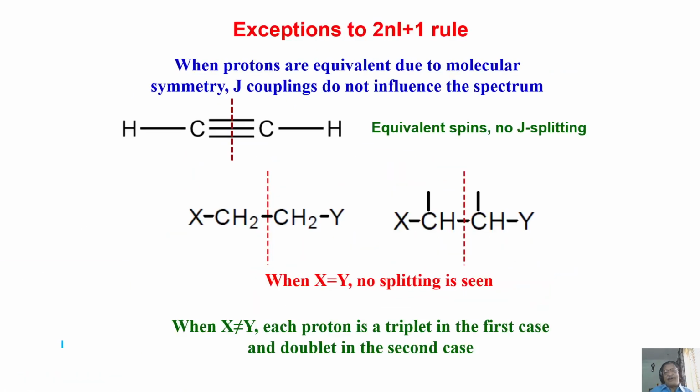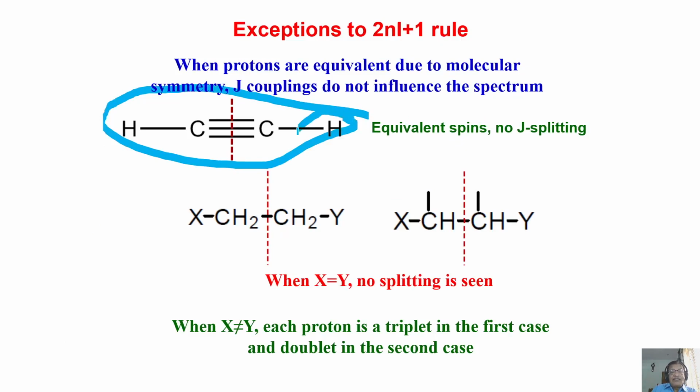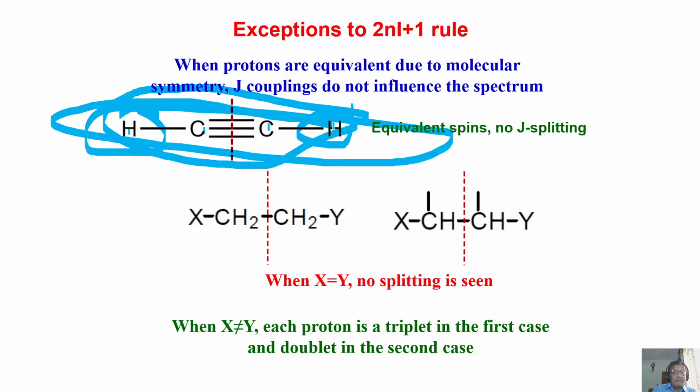But there are exceptions to the 2nI plus 1 rule. Consider a molecule like this. There is a perfect equivalence of spins; this is equivalent to this. When they are equivalent, this will not couple with this. In the same way, this carbon will not couple to this carbon. In the equivalent case there is a perfect symmetry, and J couplings do not influence the spectrum. You understand? This is an exception to the 2nI plus 1 rule.